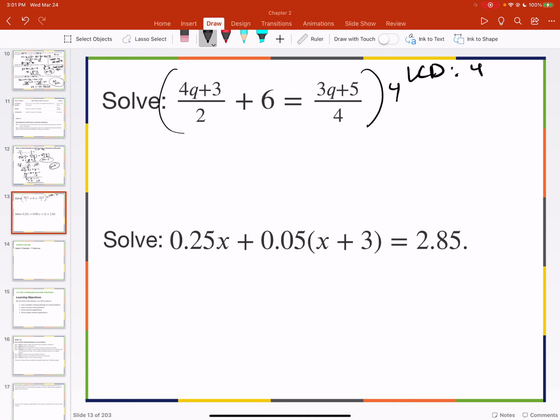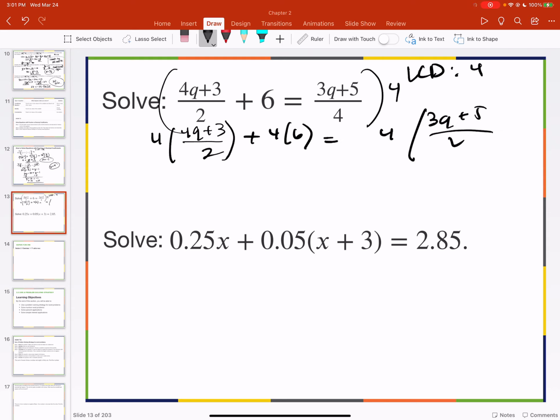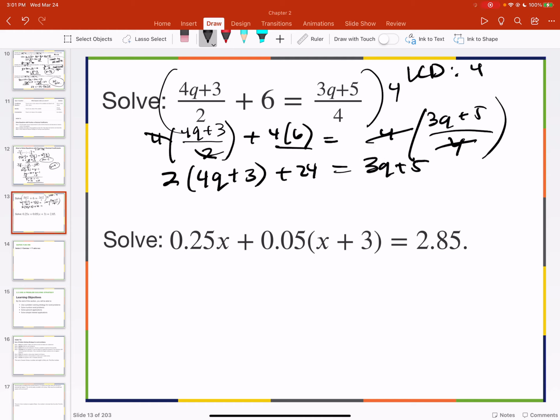That means every single thing. So what you're doing is you're saying 4 times the first fraction plus 4 times 6 equals 4 times 3q plus 5/4. So what's going to happen? So 2 divides into 4 twice times the numerator, which is 4q plus 3, plus 24 is equal to, and here the 4's cancel out, you get 3q plus 5.